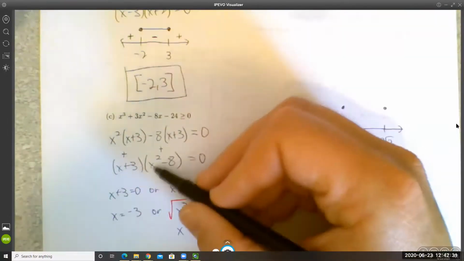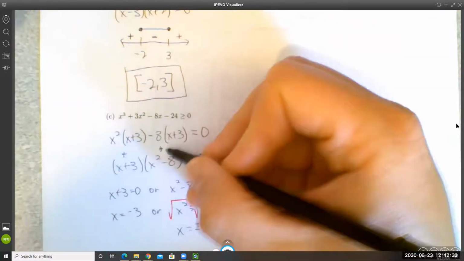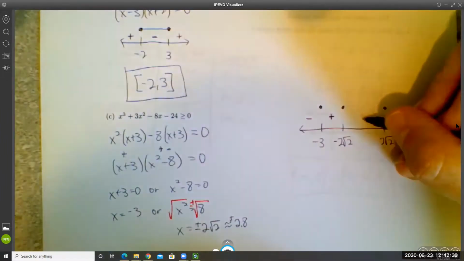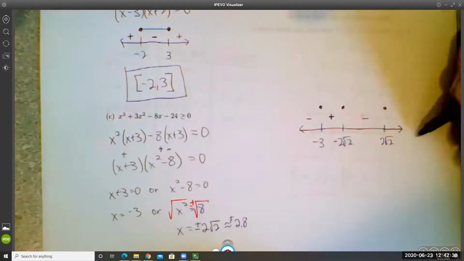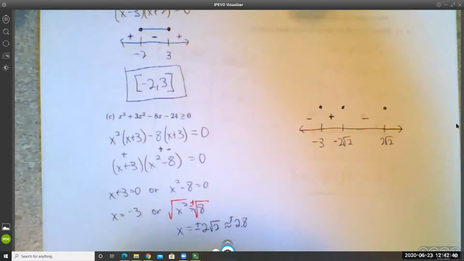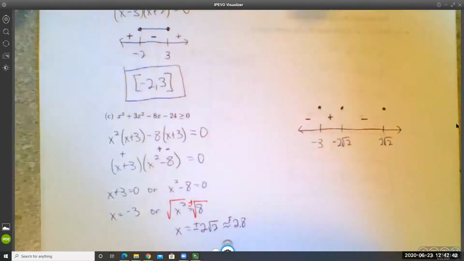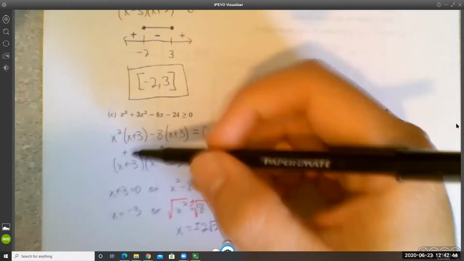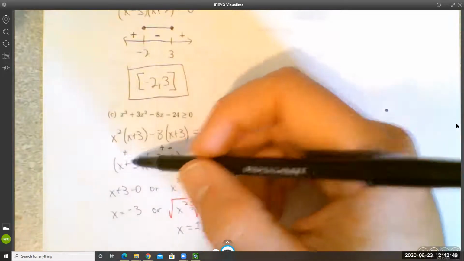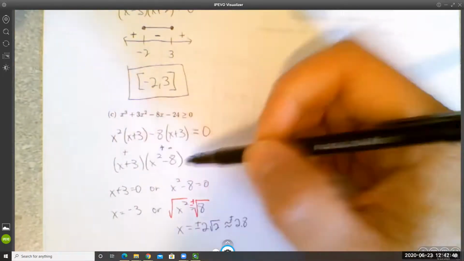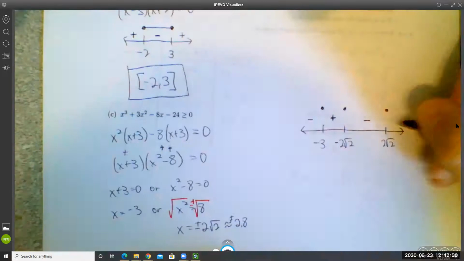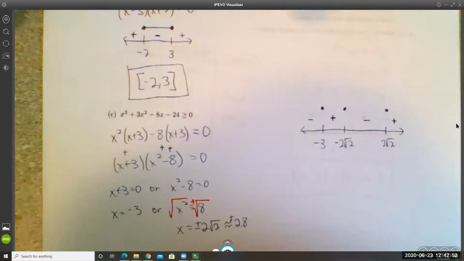Here I'm going to get 0 squared minus 8. That's going to give me a negative. A positive times a negative is a negative. And then finally, if I plug in something bigger than 2 root 2, and 2 root 2 is about 2.8, say 3, I'm going to get 3 plus 3 is positive. 3 squared is 9. 9 minus 8 is 1. So that's positive. So I'm going to be positive in this region again.